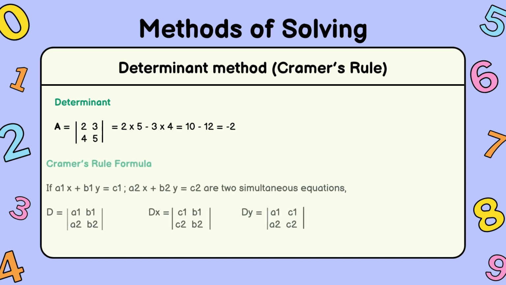The formula for Cramer's rule is we have to find three determinants that are D, Dx and Dy. In D we take the coefficients of x and y as our values. In Dx we remove the value of x from D and use the values of the constants, and in Dy we do the same, like we remove the value of y from D and use the values of the constants instead of it, and solve those equations.